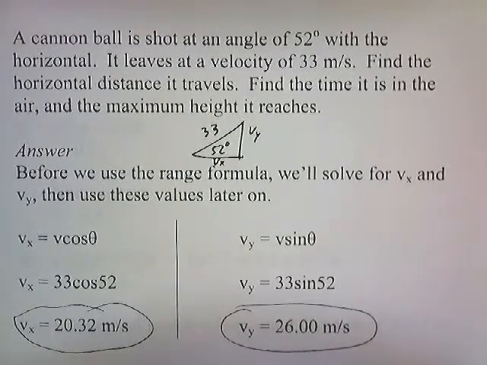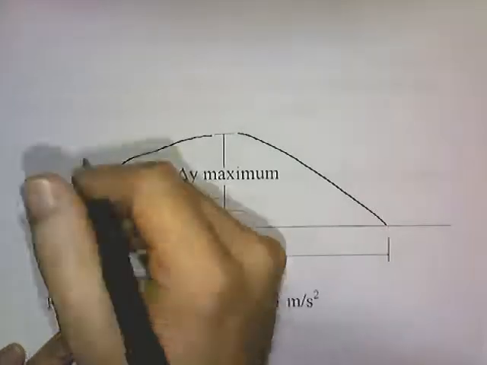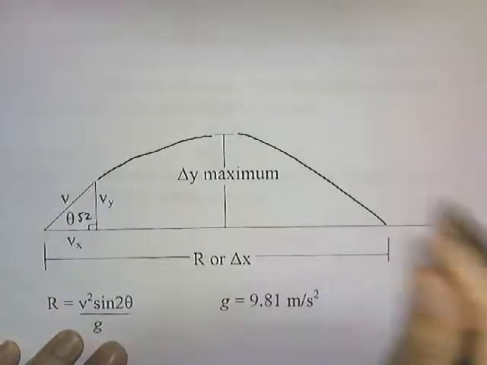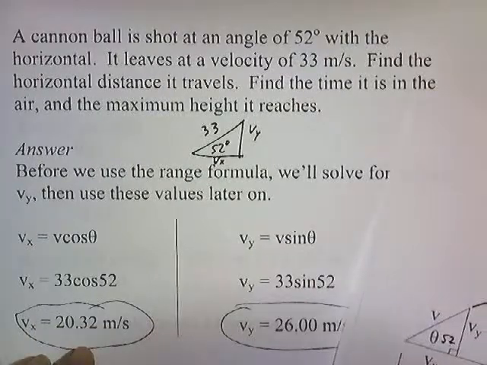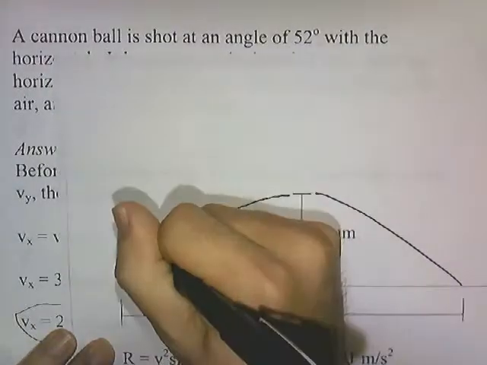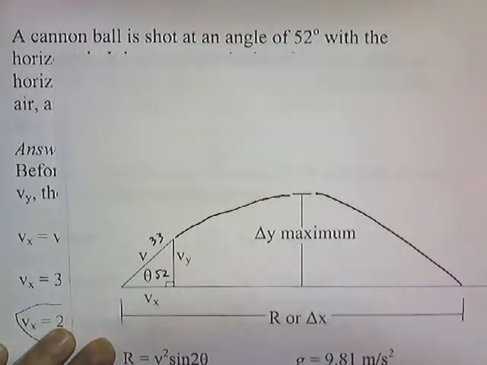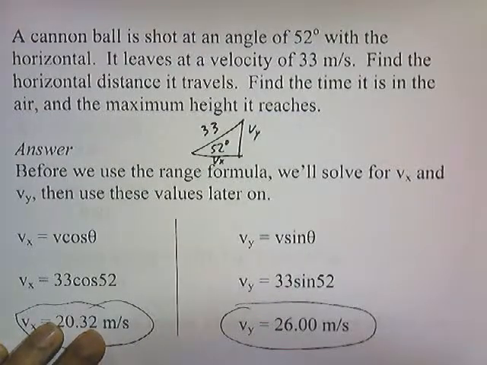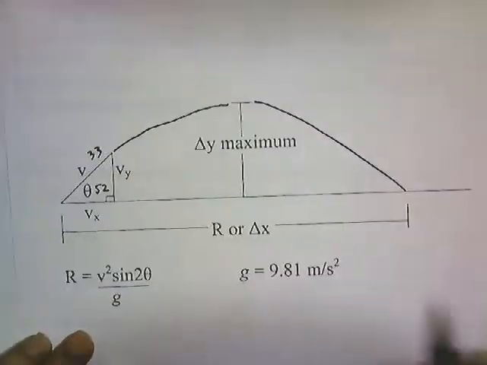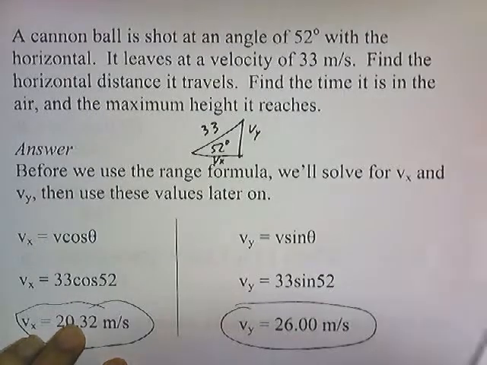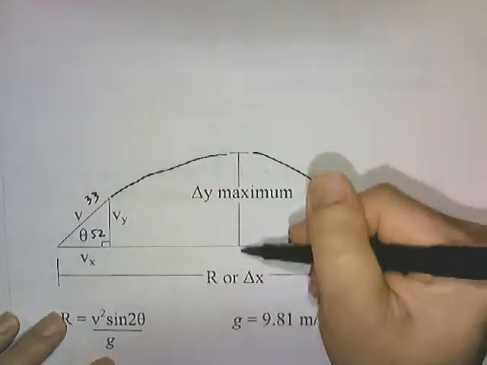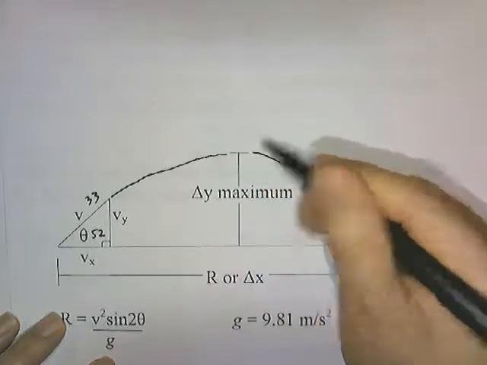So in this problem, it's shot at an angle of 52 degrees, and it leaves at a velocity of 33. We want to find the horizontal distance it travels. We're going to solve for the range right here. And then we also want to know the maximum height. How high does it go?